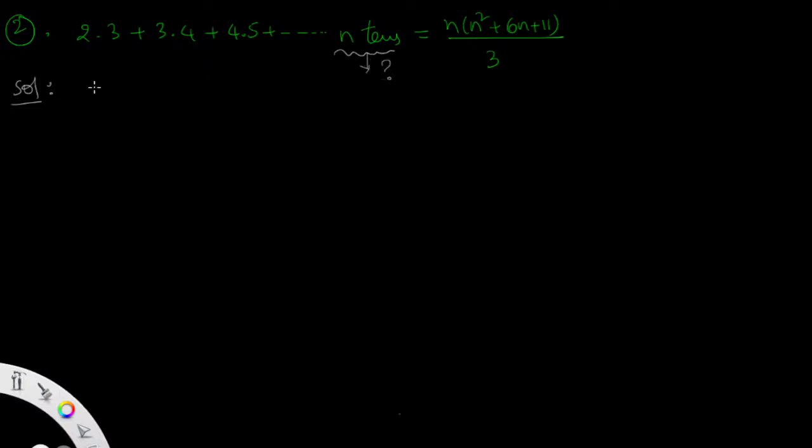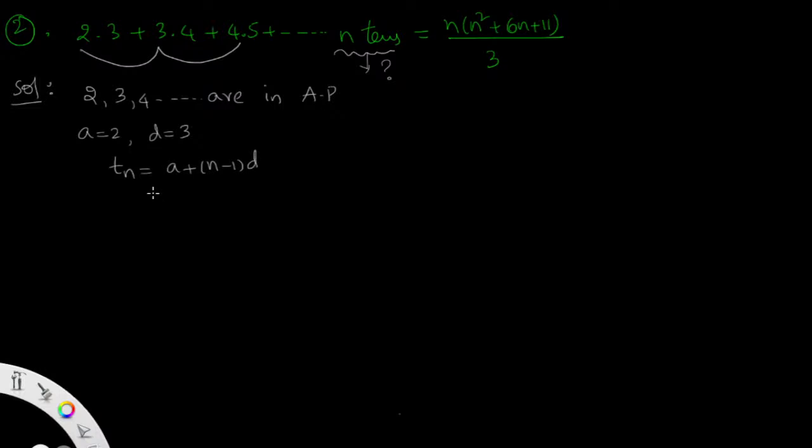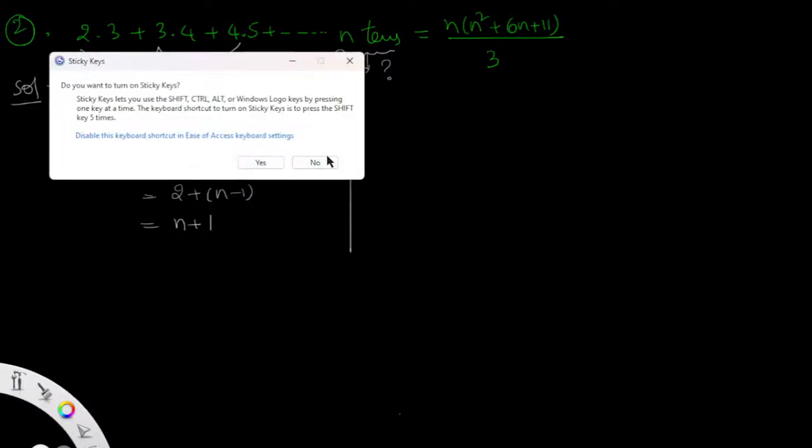Whatever statement we have, we don't know the nth term, so it should be found out first. The nth term means first write the series 2, 3, 4, and so on; the series continues. These are in AP. So in the AP the first term is A equal to 2 and the common difference is 3 minus 2, that is 1. Then Tn equal to A plus n minus 1 into D. So the series has n plus 1 as its nth term.